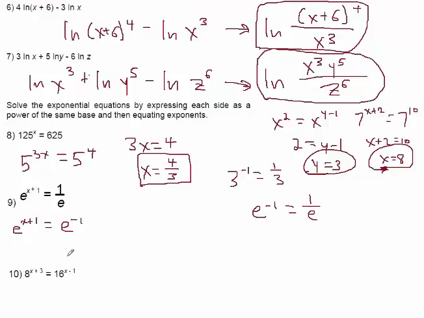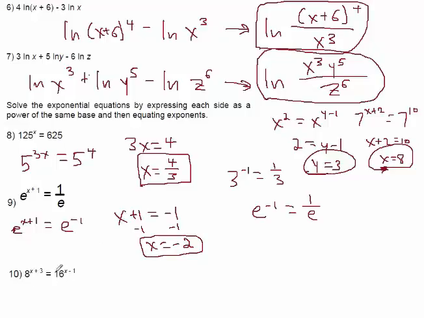Now we've got the same base. So we can drop the e's and say x plus 1 equals negative 1. Now we can subtract 1 from each side, and x equals negative 2. And finally, here, again, it's not going to be quite as easy, because 16, you can't just put 8 to some power.